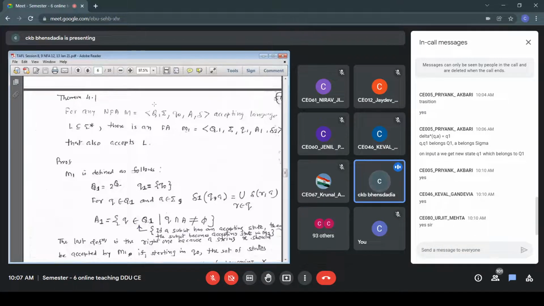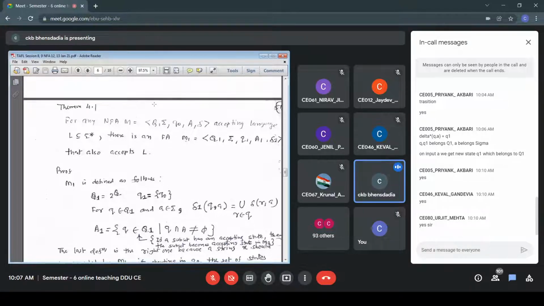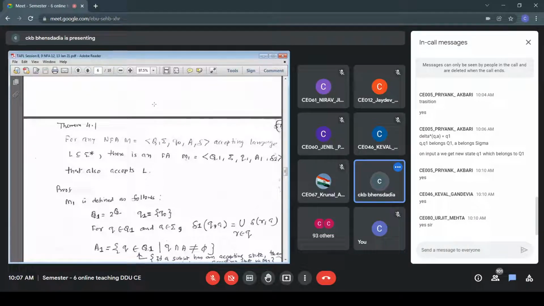This is my proposed construction. But then whatever we have proposed has to be correct and accept language L, and we need to prove that. So the proof will follow. This is only my proposed construction, how I'm going to construct M1. Then I have to prove that my construction is correct.